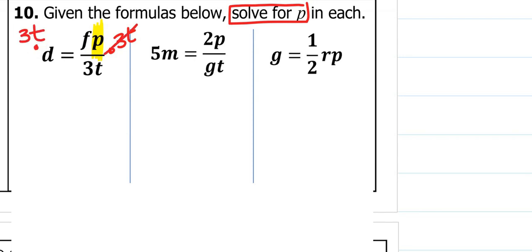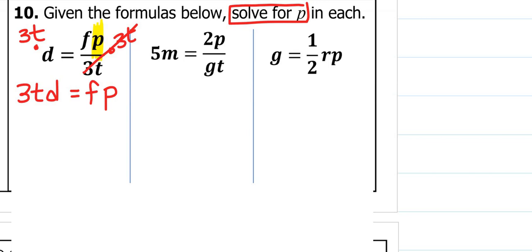On the right-hand side, it's going to cancel, and that's my goal. On the left-hand side, I have 3 times t times d. All of those are being multiplied, but none of them are like terms. So we're just going to put them all next to each other. 3t d, all being multiplied together, is equal to f times p. We're left with the numerator, f times p.